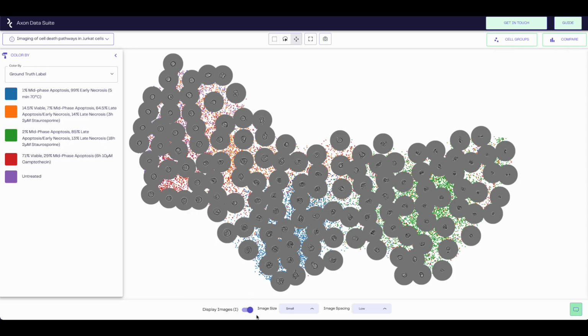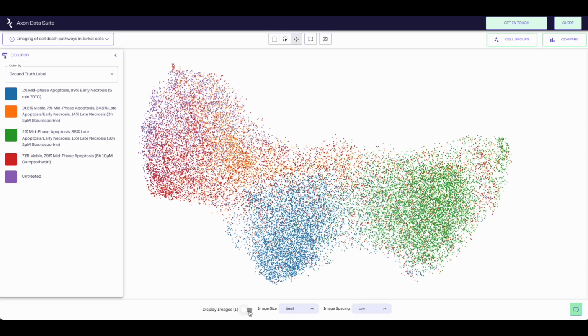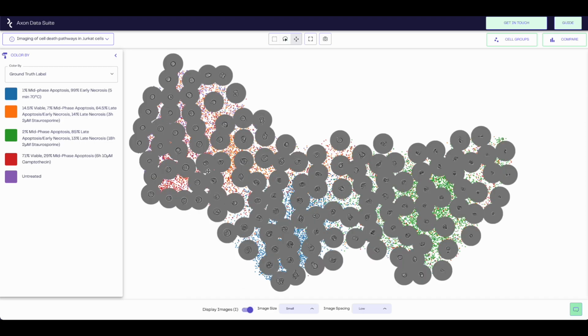Staurosporine treatment induces necrosis. At 3 hours of 2 micromolar treatment, shown in orange, 14.5% of cells remain viable, which can be seen by the overlap of cells with the untreated condition. The remainder of cells are in apoptosis or necrosis, with 14% in late necrosis. This is reflected in the shift from the healthy morphology to morphology showing the beginnings of nuclear condensation.